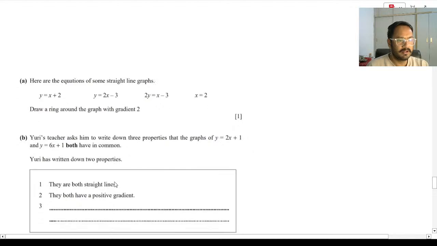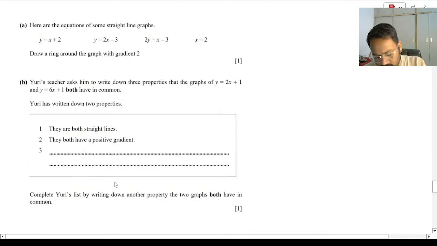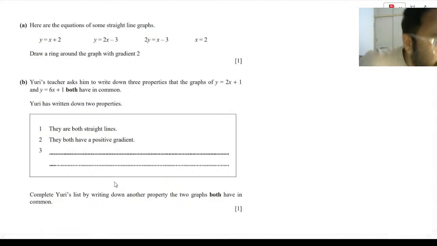This is the same pattern. Now here is the question. I want you all to solve this. Okay, all of you please give it a try. Now let's see. First give the answer of A part, and then we'll solve the B part. So here are the equations of some straight line graphs: y equals x plus 2, y equals 2x minus 3, 2y equals x minus 3, and x equals 2. Draw a ring around the graph with a gradient 2.